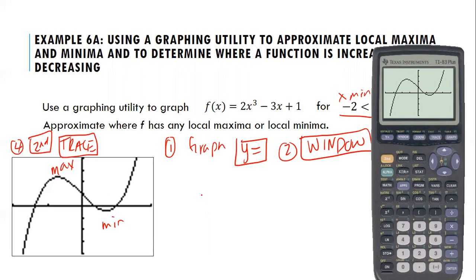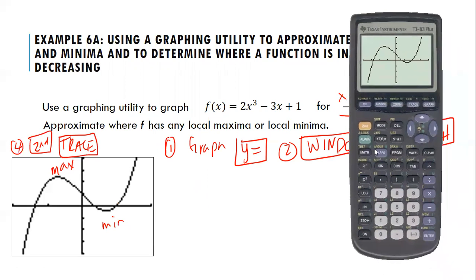So we're going to press second trace, and you should see the words maximum and minimum. So I'm going to press second trace. Does it say it? It does. So to get the max, it's 4. Do we see that? To get the min, I'm going to press 3. Yes? Okay.